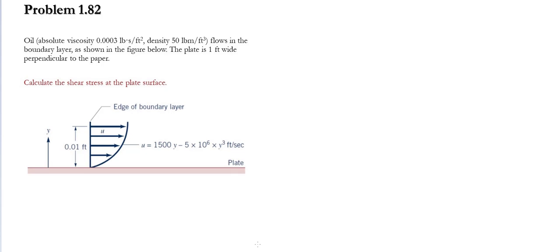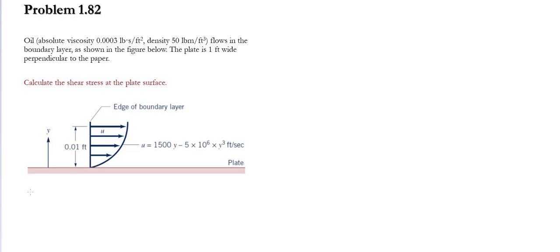Problem 1.82. In this problem, oil, which has a viscosity of 0.0003 pounds-second per feet squared and a density of 50 pound mass per feet cubed, flows in the boundary layer shown in the figure below. The plate is 1 foot wide perpendicular to the paper. The goal of the problem is to calculate the shear stress at the plate surface.